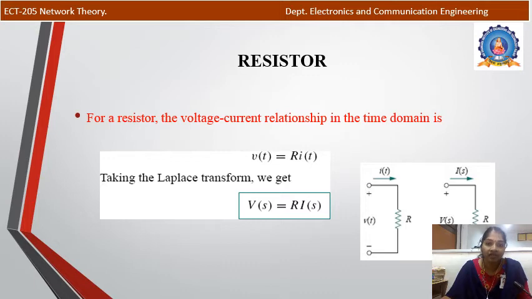So we have the circuit elements: a resistor, capacitor, and inductor. So first we have to convert these circuit elements into S domain. So we can check what happens to each component. So first I take a resistor.